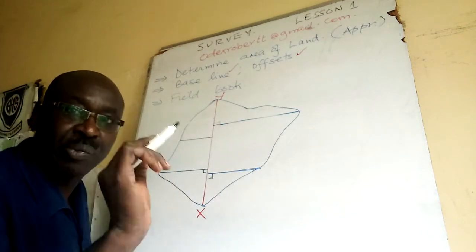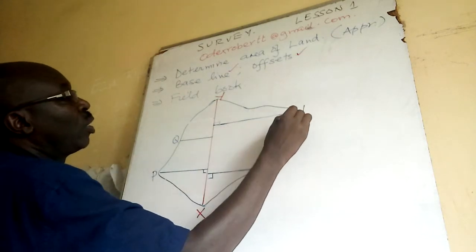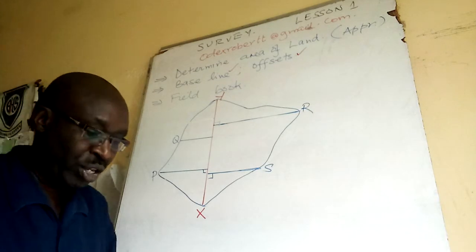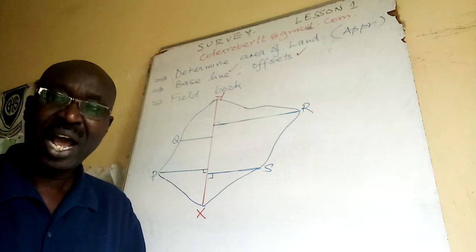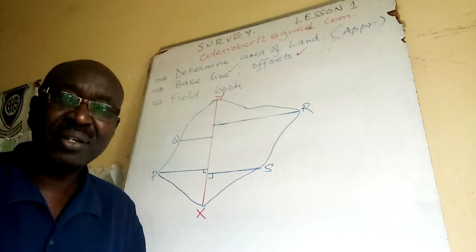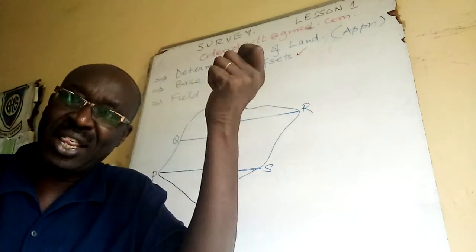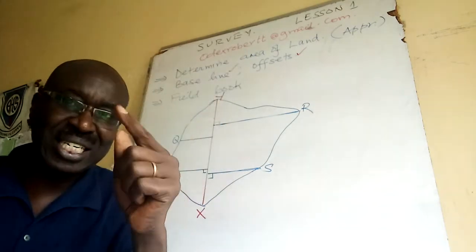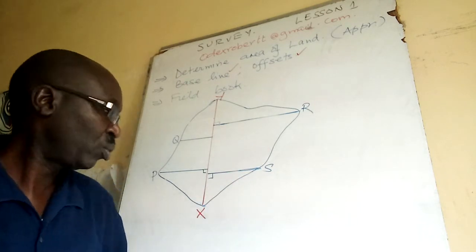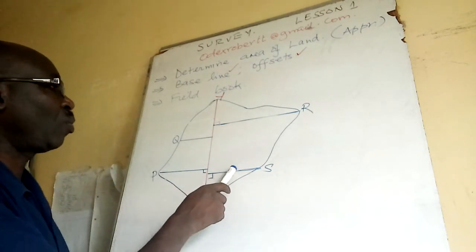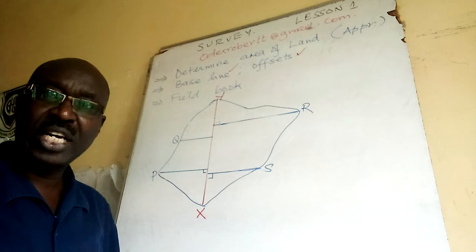So let us give them letters for us to understand. I say P, Q, R, S. So if I told you to name the baseline, how would you know? A line which comes from one point on the boundary to another point opposite it. A straight line from one point to another point opposite it. So you can see I have so many pieces of lines, 1, 2, 3, 4, and the red one 5. So the one which refers to the baseline is in red.